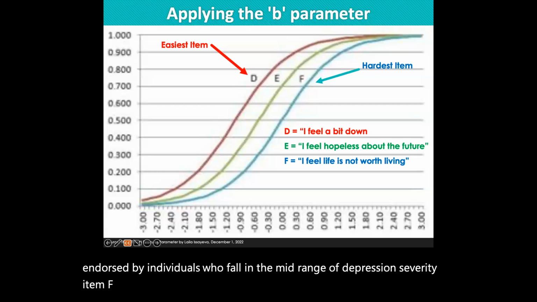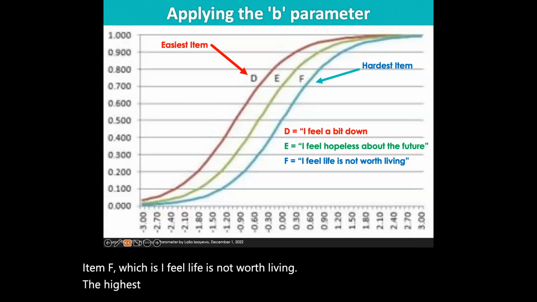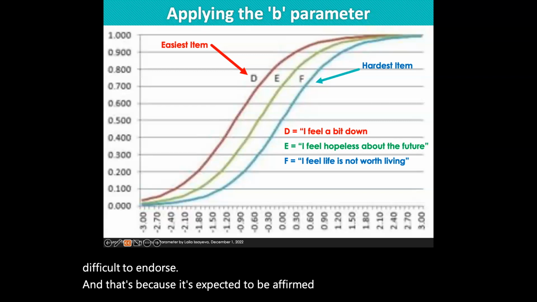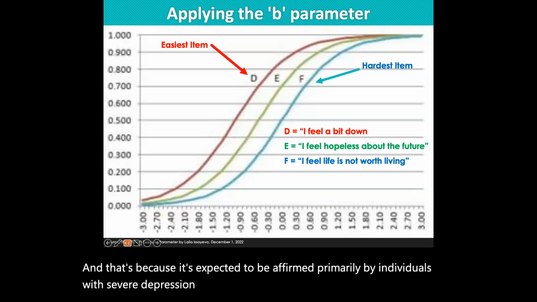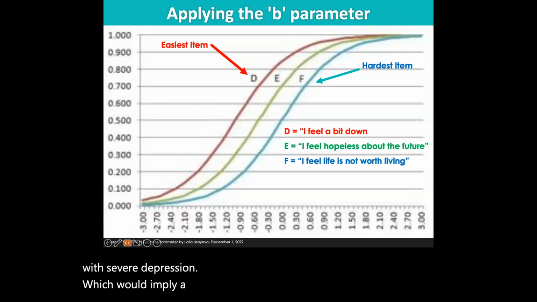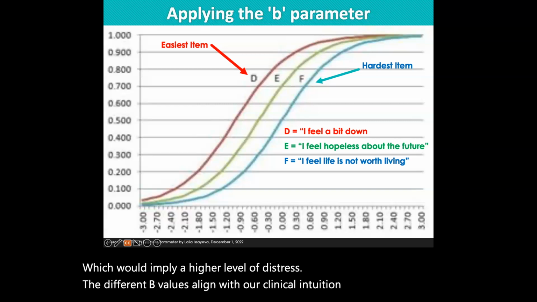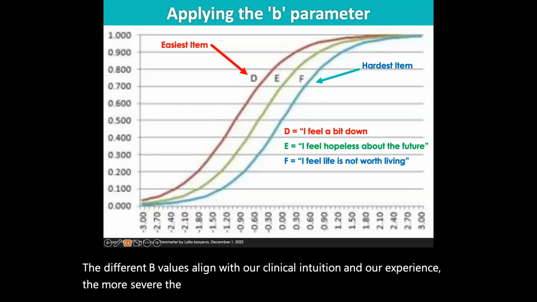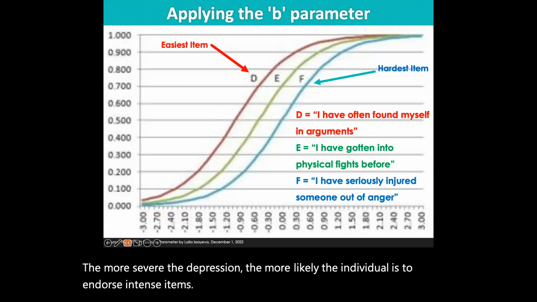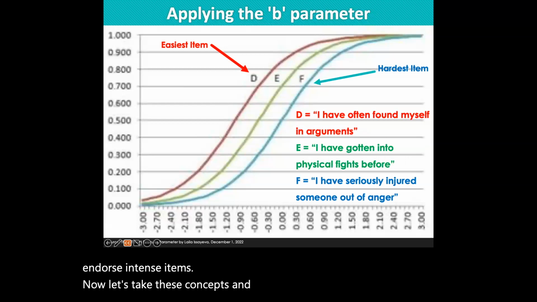Item F, which is, "I feel life is not worth living." The highest B value of 1.0 corresponds to this item, indicating it is quite difficult to endorse. And that's because it's expected to be affirmed primarily by individuals with severe depression, which would imply a higher level of distress. The different B values align with our clinical intuition and our experience. The more severe the depression, the more likely the individual is to endorse intense items. Now let's take these concepts and apply them to forensic psych.